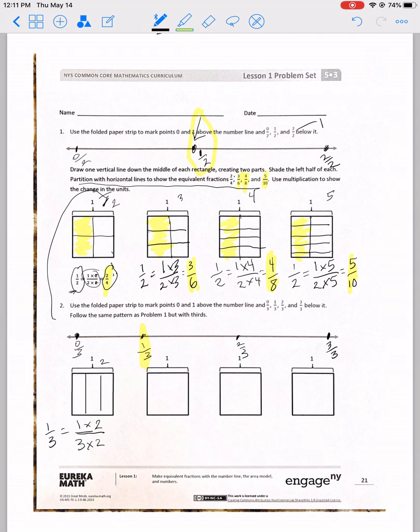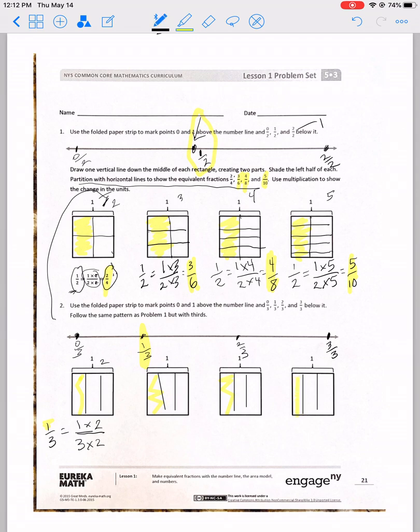1, 2, 3. 1, 2, 3. 1, 2, 3. 1, 2, 3. Okay? Then we're going to shade in 1 because the numerator is 1. So we're going to shade each one to reflect that it's 1/3 until we find our equivalent fractions. Then we're going to be making more cuts, more parts.